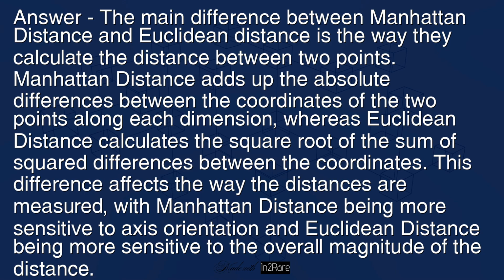This difference affects the way the distances are measured, with Manhattan distance being more sensitive to axis orientation and Euclidean distance being more sensitive to the overall magnitude of the distance.